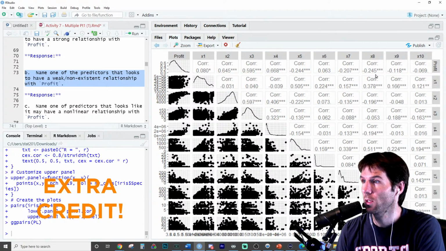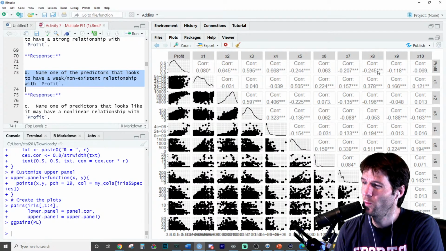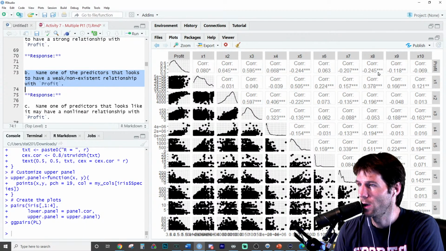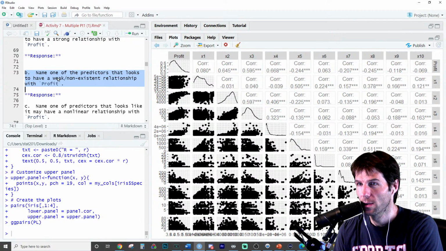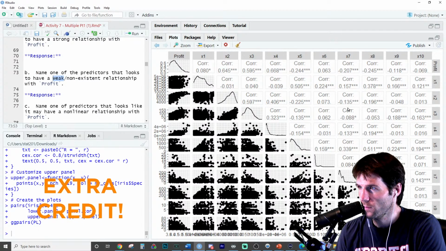X8 is more moderate. X8 is going to be this plot down here, which has a moderate negative or weak negative correlation, maybe weak, which it says weak. That's worth another 100 points. It's not super weak, though.